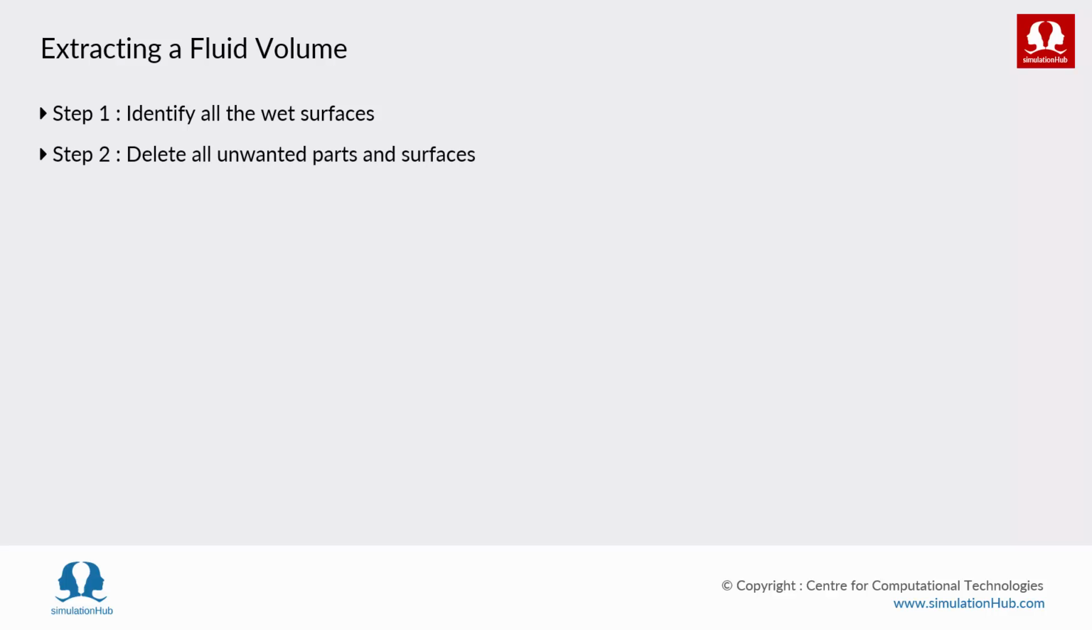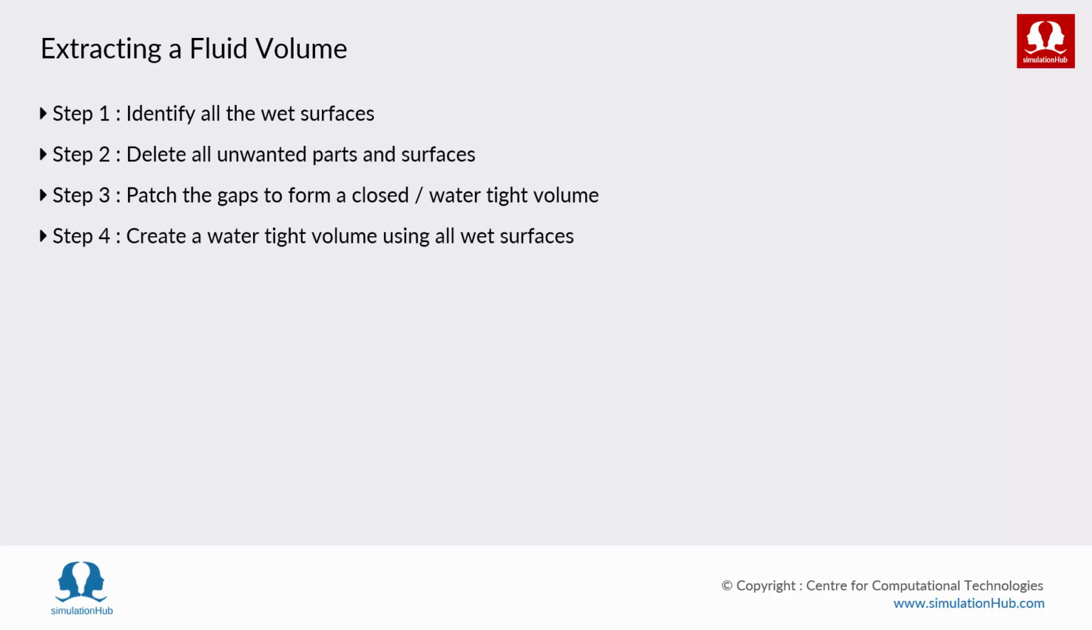Then delete all unwanted parts and surfaces which are not necessary, which are not wet surfaces. In most of the cases, the wet surfaces would not be connected to each other, so we have to patch the gaps to form a closed, or what is called a watertight volume, and then create a watertight volume using all the wet surfaces. So these are the typical steps involved to extract a fluid volume out of any CAD model, and this is really a time consuming process for complicated CAD models.